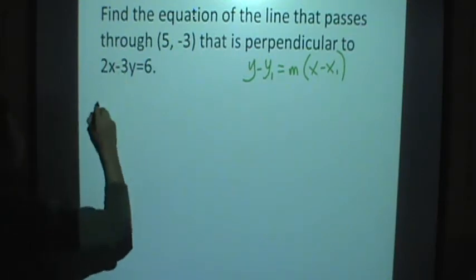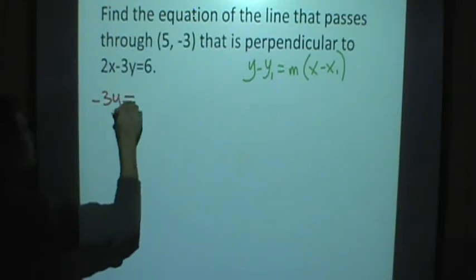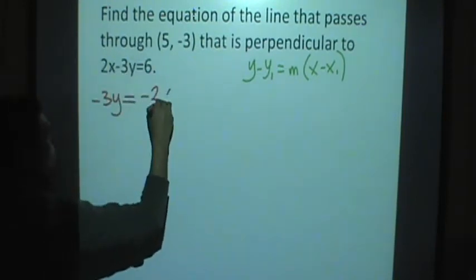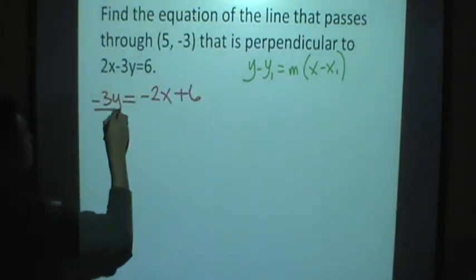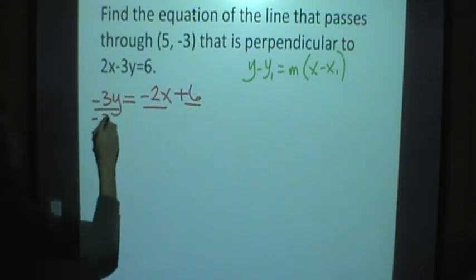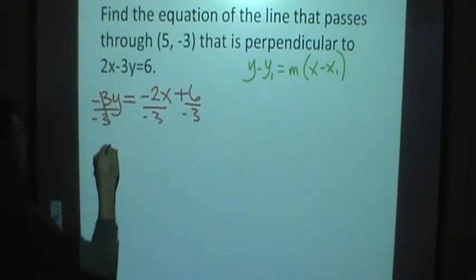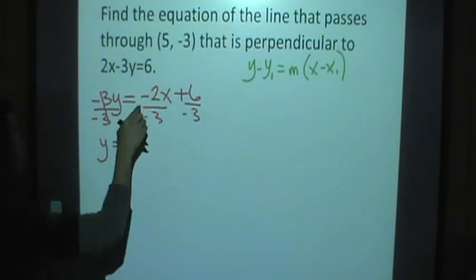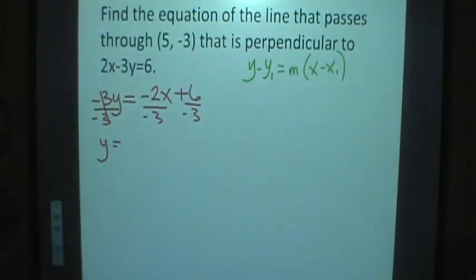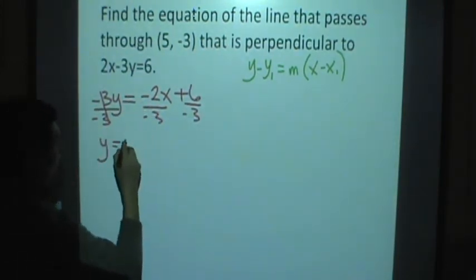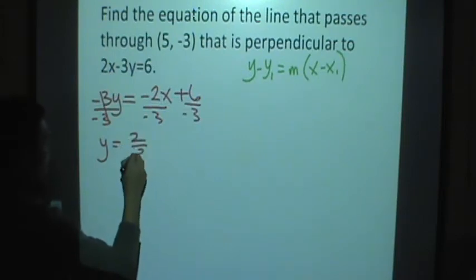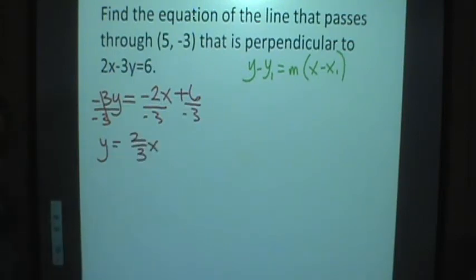So here we go. I'm going to keep that -3y, move that 2x, which becomes -2x plus 6, and then divide each term by -3. -3, -3 cancel out. y equals negative divided by negative is positive. Can you do something with 2/3? No. So we're keeping it 2/3.